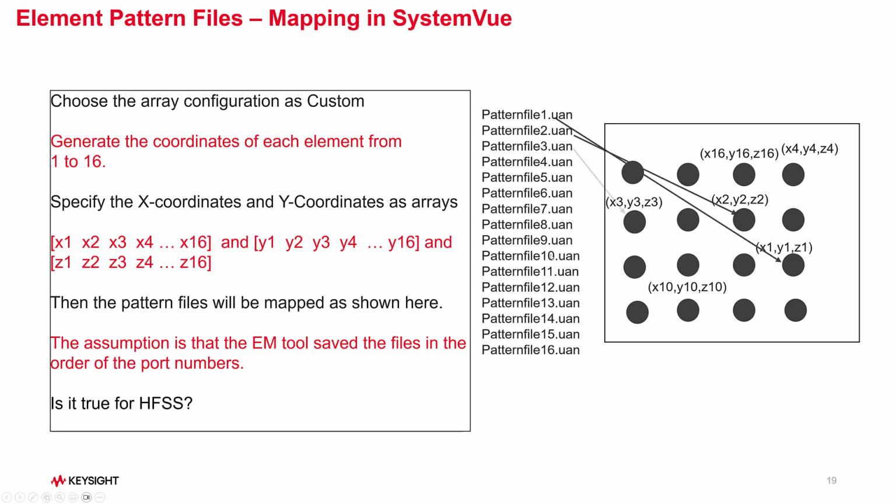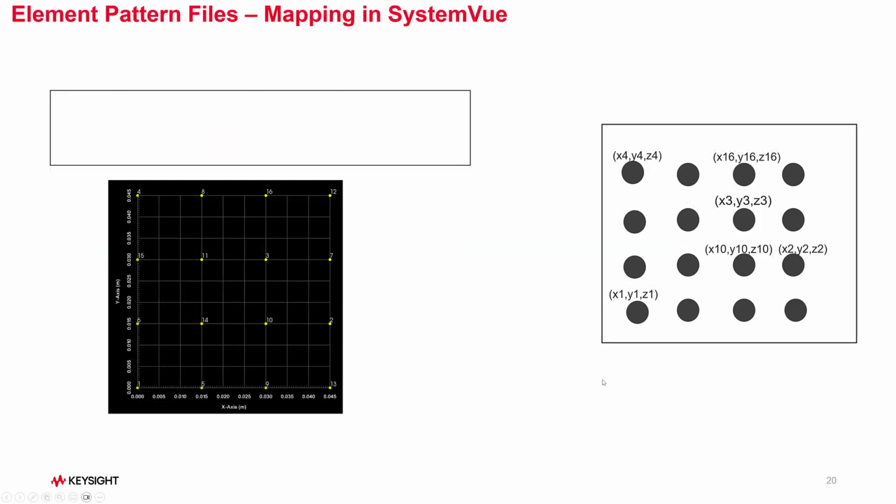So how will the pattern files go? The pattern files naturally follow. The first pattern file will go to the first element, which is placed at the coordinate x1, y1, z1, and x2, y2, z2 will be the second pattern file, etc. So there is again no ambiguity. This will give you a very easy way of placing the elements at the desired locations.